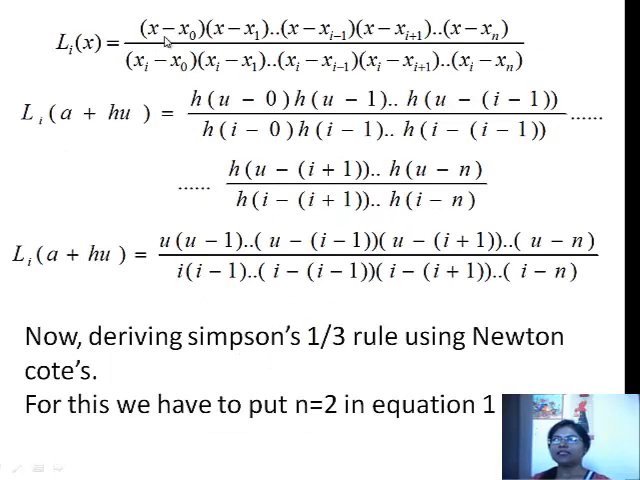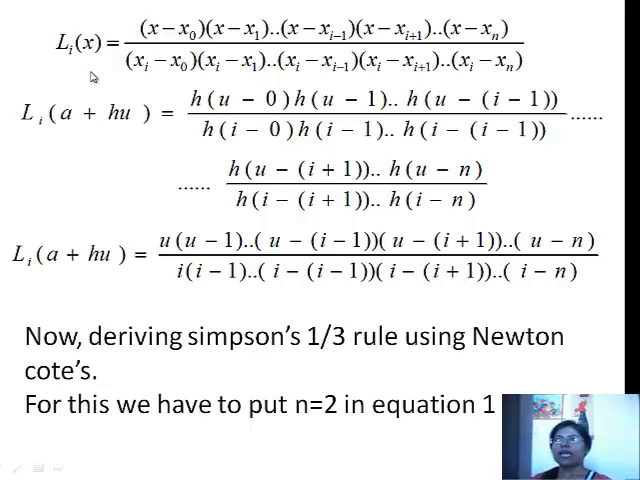Now li(x) equals (x minus x0) into (x minus x1) till (x minus xi minus 1) into (x minus xi plus 1) up to (x minus xn), whole divided by (xi minus x0) (xi minus x1) into (xi minus xi minus 1) into (xi minus xi plus 1) into (xi minus xn).